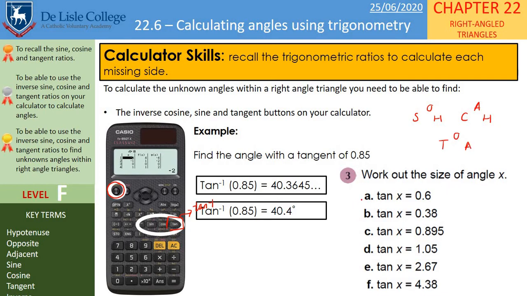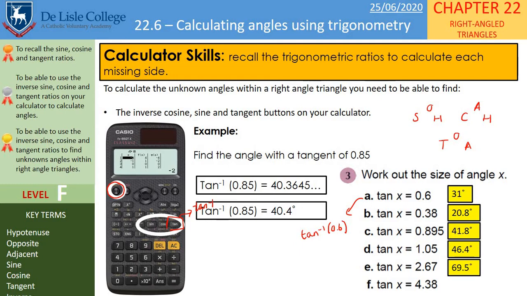So please pause the video as you work through these questions. Just a quick reminder if you're unsure: for the first one, you'd be writing tan -1 0.6. Good. Please pause the video as you work through these questions. Right, lovely. So you should have 31 degrees, 20.8 degrees, 41.8 degrees, 46.4 degrees, 69.5 degrees, and 77.1 degrees.